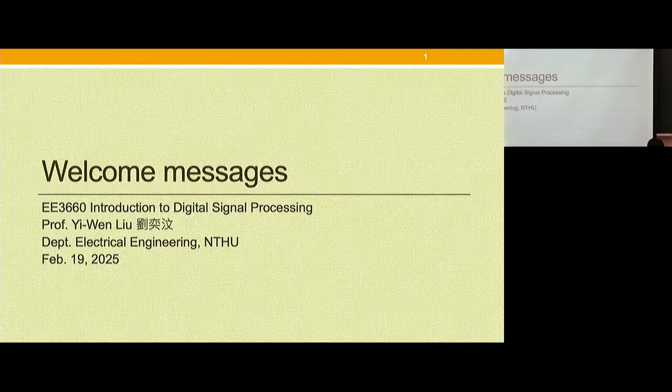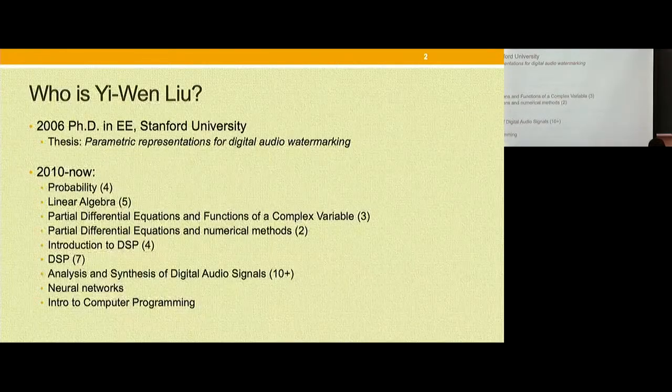How are you today? This is 2025. My name is Yiwen Liu, 我叫刘一问, and just a bit of an introduction of myself. I received my PhD in 2006 from Stanford University, and my thesis was about audio watermarking. Signal processing really is my specialty. Since 15 years ago I joined NTHU, and this is a list of all the courses I have taught.